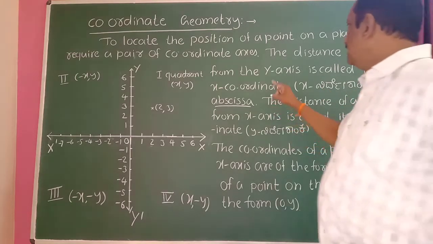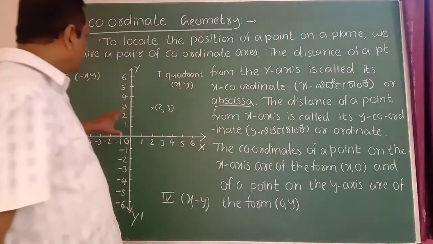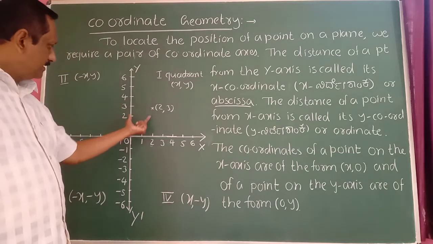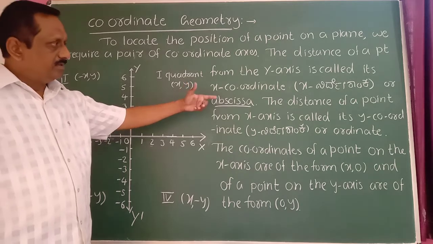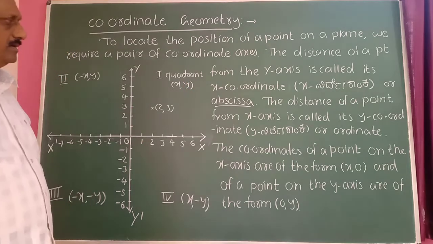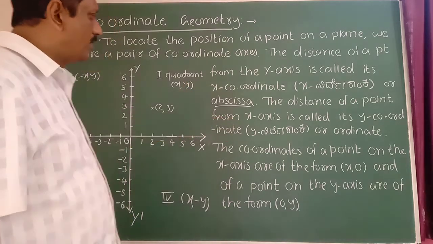So the distance of a point from the y axis, this distance here, is 2 units, so it is called the x coordinate. The distance of a point from the x axis is called the y coordinate.